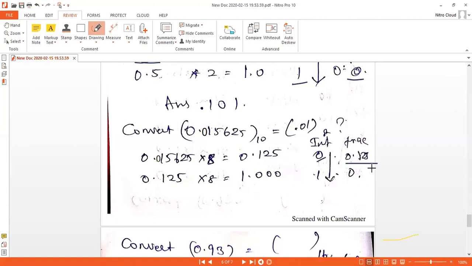I'm sorry for the poor handwriting. It is actually 125. Clear? Then the fraction value only we have to take: 0.125 into 8 equals 1.000. Again, the whole value is 1, the fraction 0. So we can stop here because the fraction is 0. Read in this order. The point is already there. So take the point here, 0, 1. That's all. Clear?